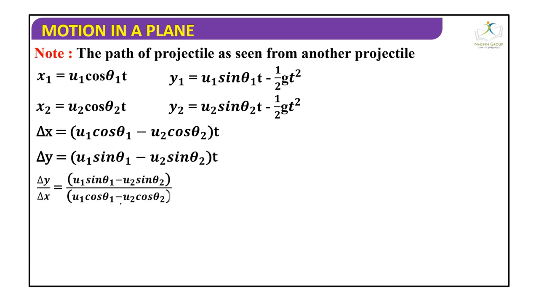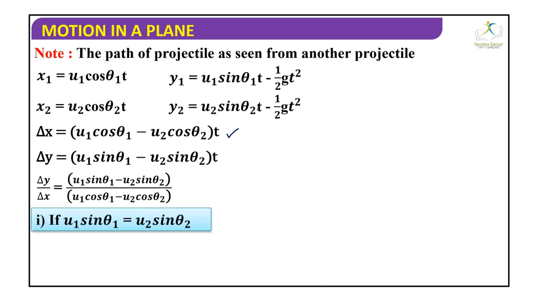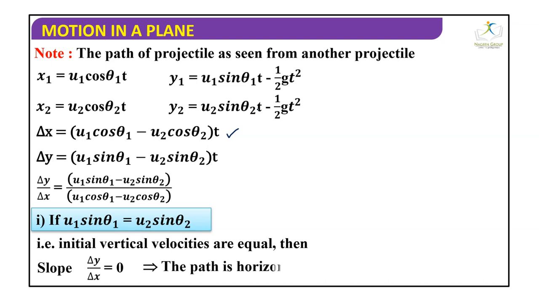So delta y by delta x becomes u1 sin theta 1 minus u2 sin theta 2 divided by the value of delta x, as you can see here. So u1 cos theta 1 minus u2 cos theta 2. After division, if u1 sin theta 1 is equal to u2 sin theta 2, then the slope will be 0. And the path of the projectile will be only horizontal, and we can see a straight line.